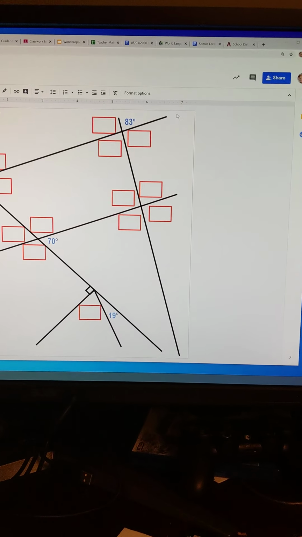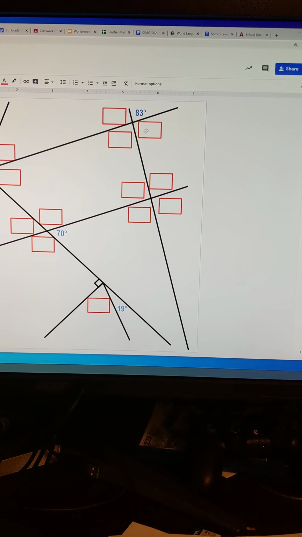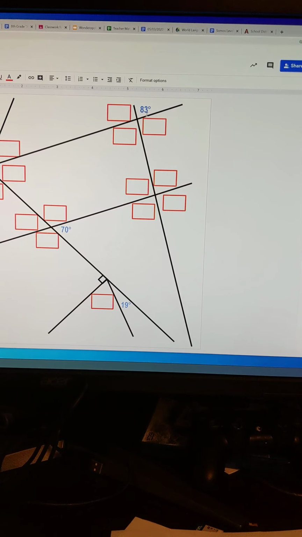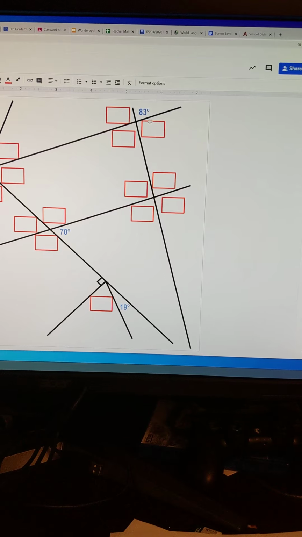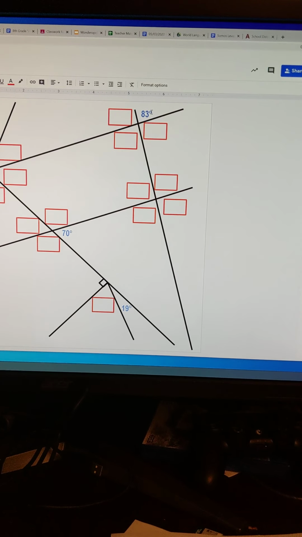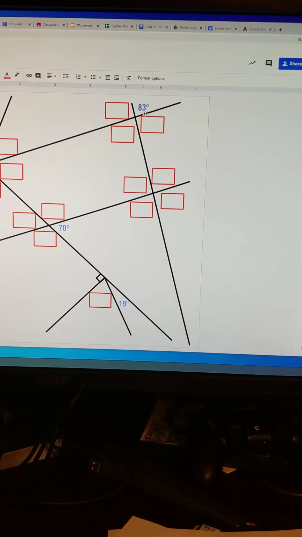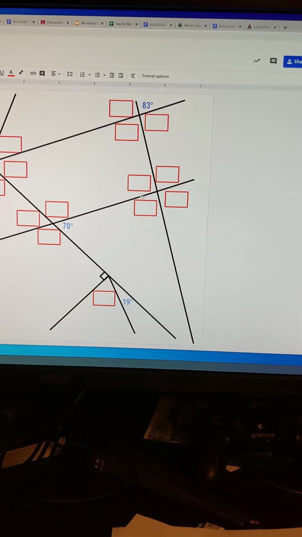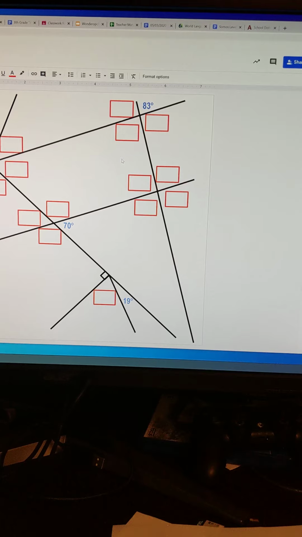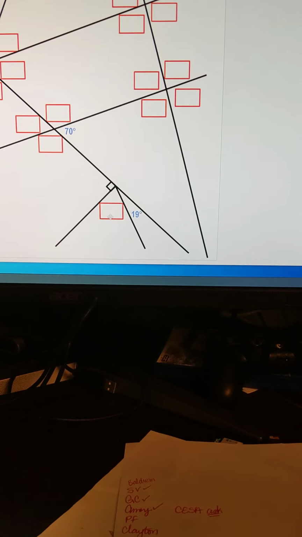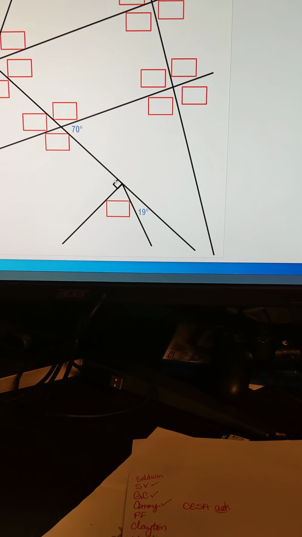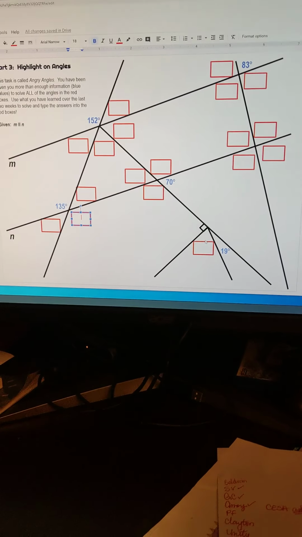Now over here we're going to use these supplementary angles. If I know this is 83, I know that this angle and 83 have to add to 180. And then we can start using our alternate exterior angles and all of that kind of stuff in there. And down here, because we're involving 90 degrees, we're involving complementary angles.